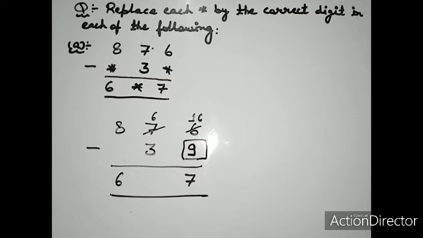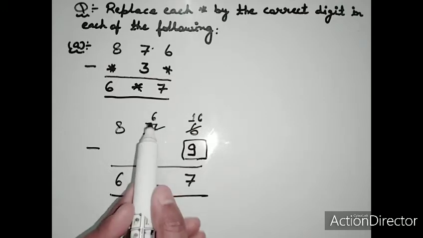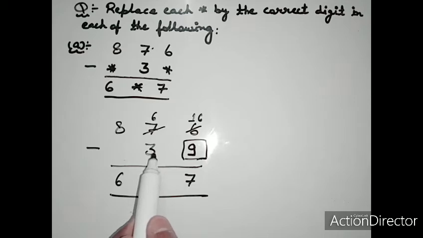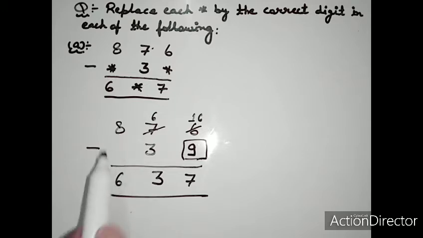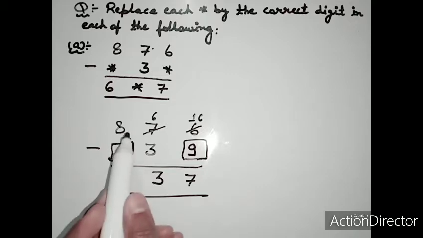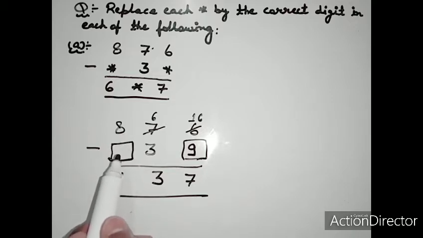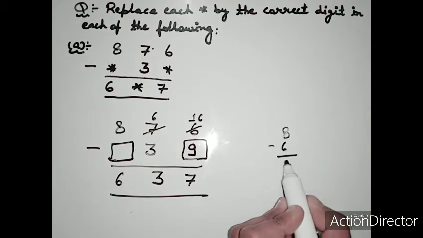Now the next, when we subtract 6 minus 3 we get difference 3 here. Now we apply the same rule with this 8 and 6 here. We subtract 6 from 8, and what difference do we get when we subtract 6 from 8? So we write this difference here. Now we subtract 8 minus 6, we get difference 2.